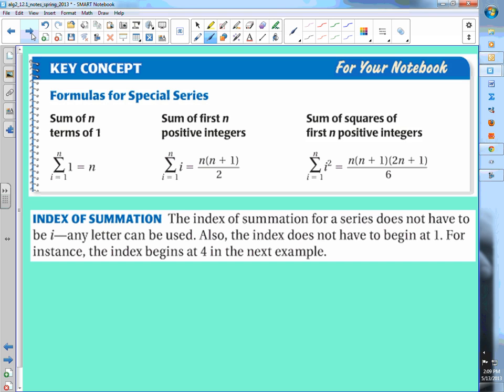The sum of the n terms of 1, I just don't get it. Why would you want to memorize those formulas? I don't know. So if you want them, you can take a minute and copy them. They will not help you even a little bit. Okay? You'd be much better off just adding them up like we just did. But go ahead.